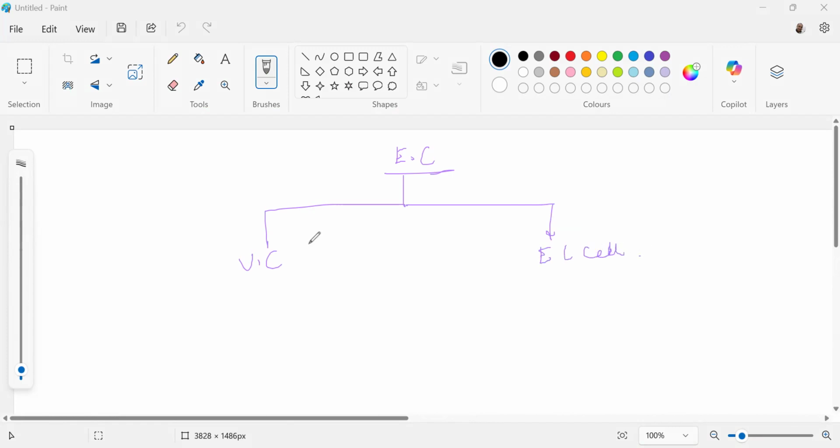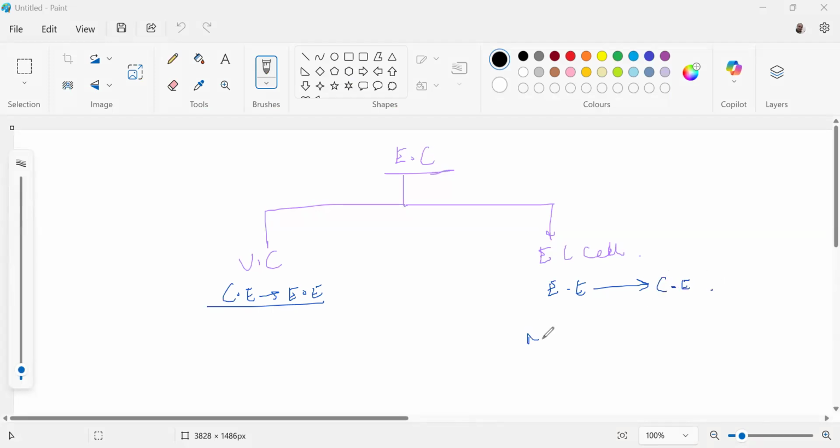What happens in the Voltaic cell? In the Voltaic cell, a spontaneous chemical reaction is getting converted to electrical energy. You get my point. And what's happening in the electrolytic cell? Here the electrical energy is forcing a non-spontaneous reaction to happen, which means electrical energy is converted to chemical energy.